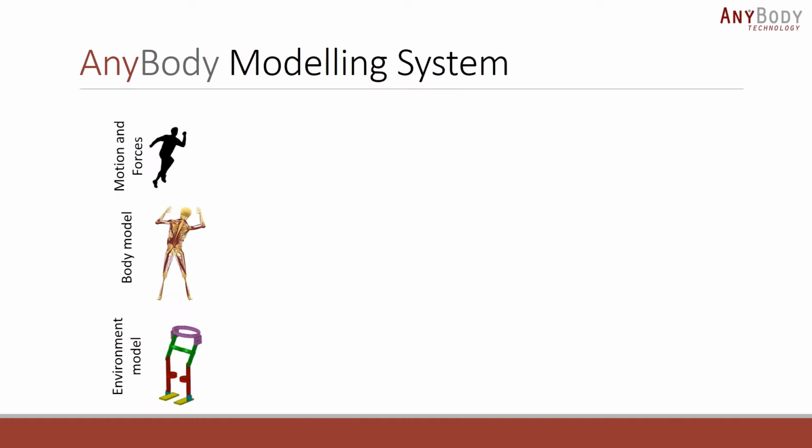The three main components of the modeling system are, of course, the human body model, or pretty much any body model in case you are interested in modeling animals. The motion and forces, these could be experimentally recorded, or there are some ways of synthesizing these motions within AnyBody as well. And of course, the model of the environment in which the movement is being performed. This could be something as simple as a flat walkway in a motion capture lab, or something a little more complex like an exoskeleton. So all these three are fused into one single human and environment model, which is what we could call the man-machine model.